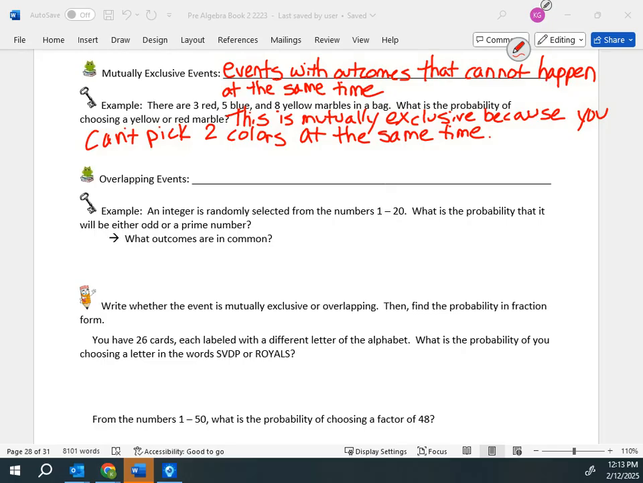Overlapping events are events with outcomes that can happen at the same time.